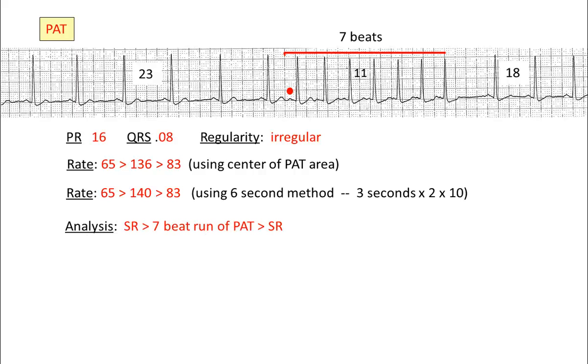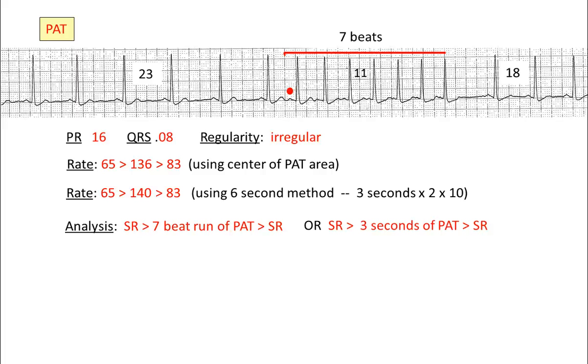Analysis-wise, you could start with sinus rhythm, and then you could call it a 7-beat run of PAT, knowing that the rate is right around 140, and then he breaks out of it, and then he jumps back into sinus rhythm at a slightly different rate. Or you could do sinus rhythm, and then he's going to have a 3-second run of PAT, which is again at a rate of approximately 140 with sinus rhythm, slightly different heart rate when he comes out of it. So either way, that would be appropriate for this strip.